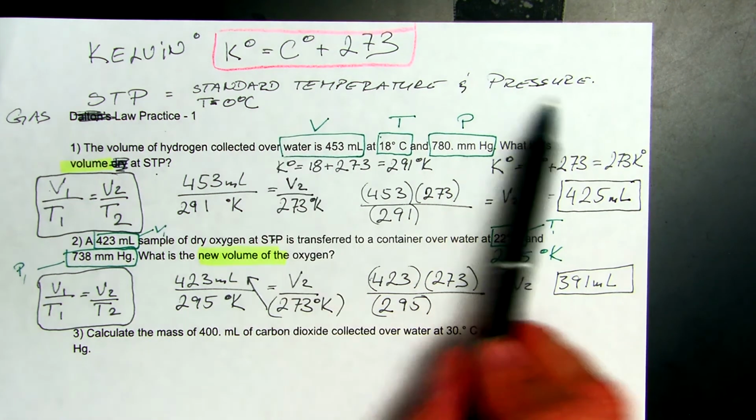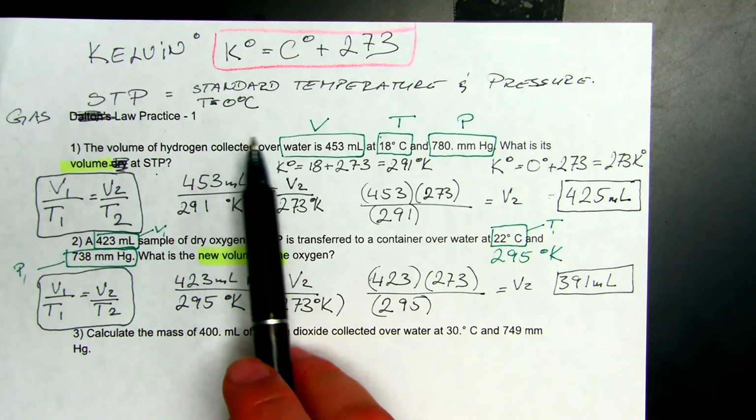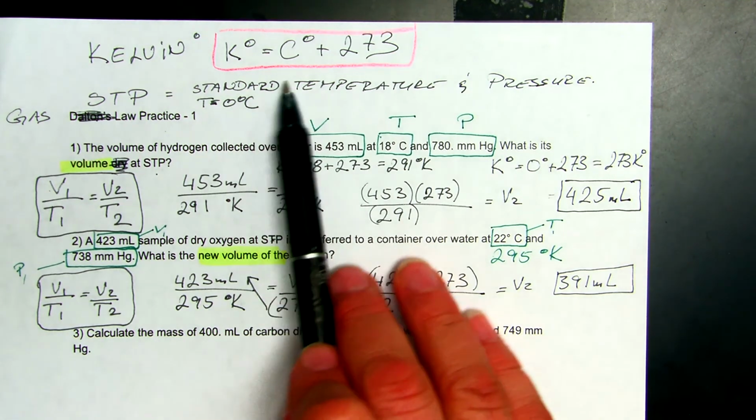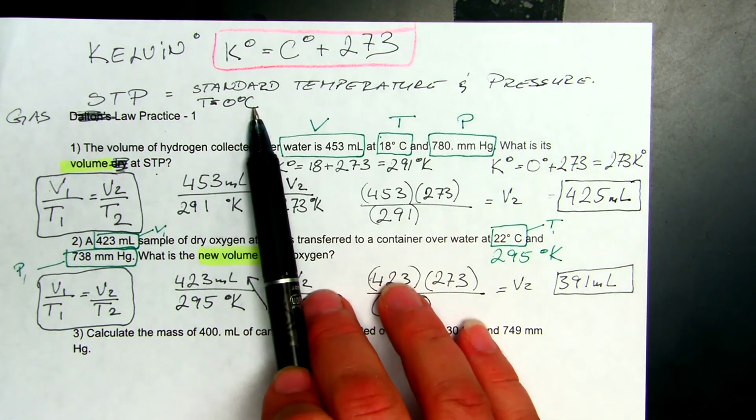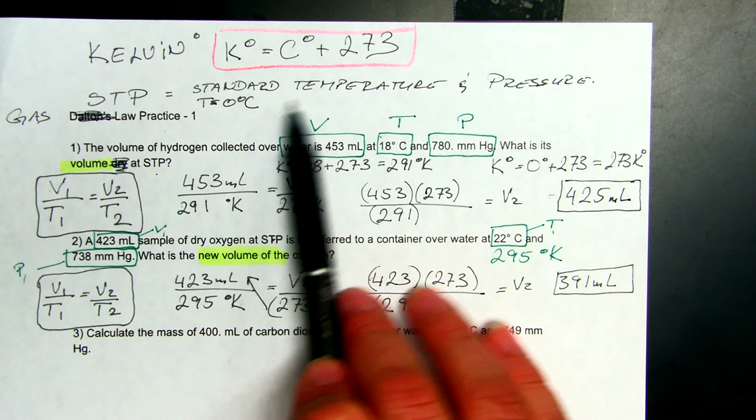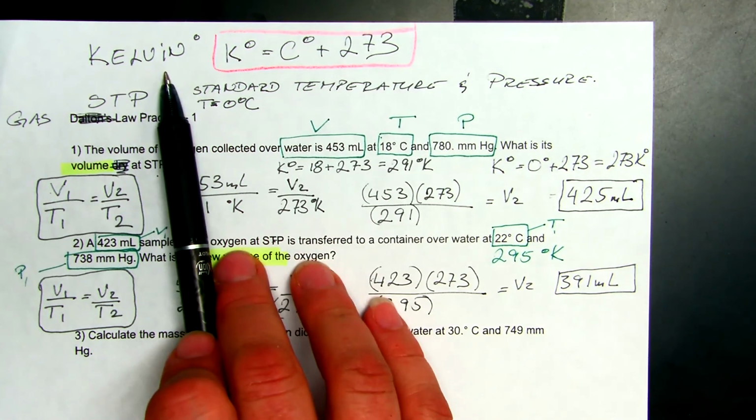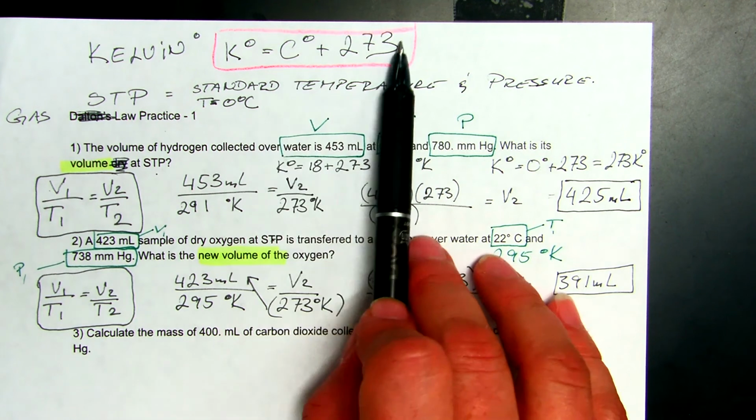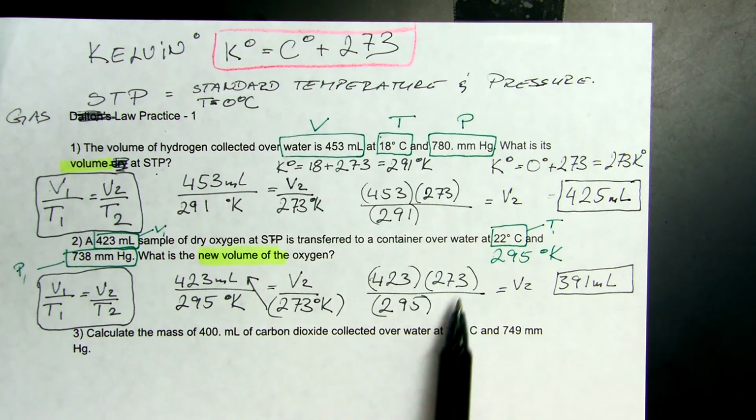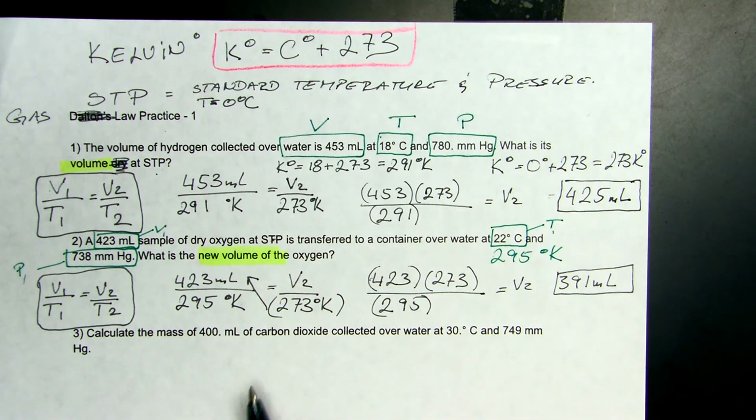Standard temperature and pressure. So they're telling you at STP, that means you immediately know it's going to be 0 degrees Celsius. But you also need to know that in science you change things to Kelvin. So you will have to add 0 plus 273, which is 273. Is Kelvin an actual name? Yes.